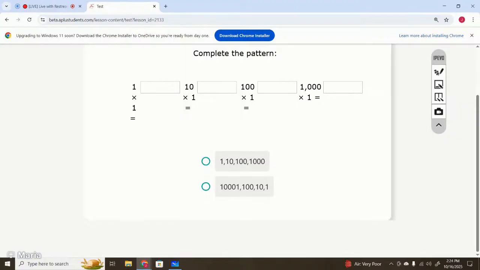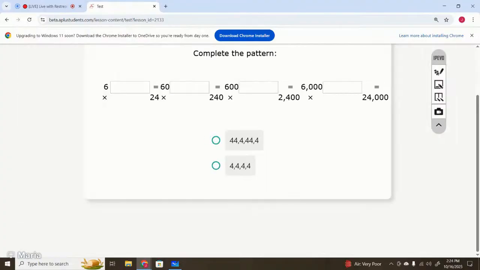So which is the correct option? 1 times 1 is 1, 10 times 1 is 10, 100 times 1 is 100, and 1000 times 1 is 1000.